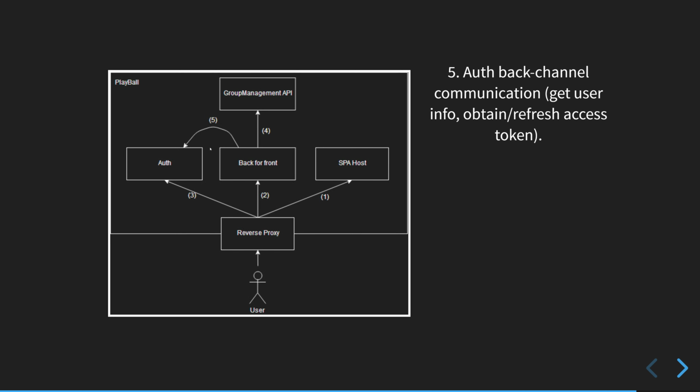And number 5 will be back channel requests after the authentication is done, by means of those redirects I mentioned over here. So the user goes here, is redirected here, and does all the authentication needs. But then things like getting user info will be done through the back channel. So the back for front will go to the authentication service and ask for info regarding the user with the token, and obtain a refresh token also directly. It doesn't need to go to the front end anymore. So we can make requests directly.